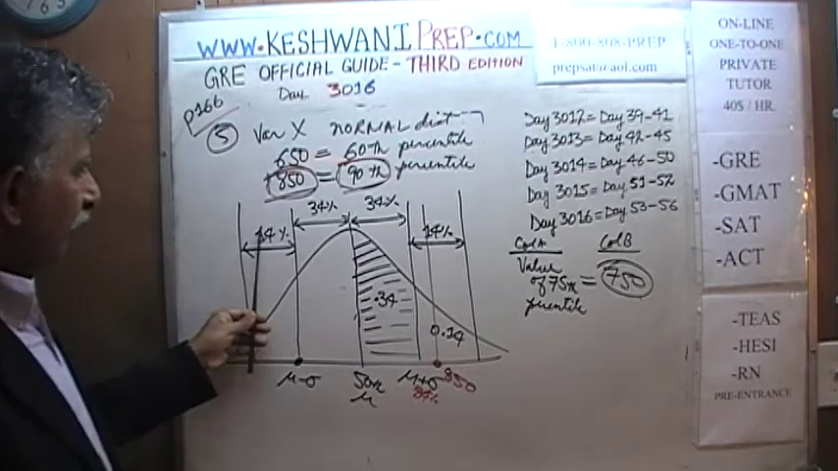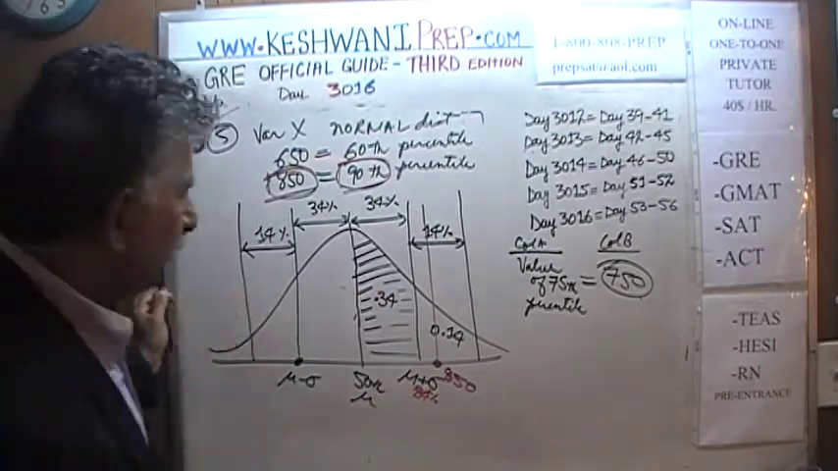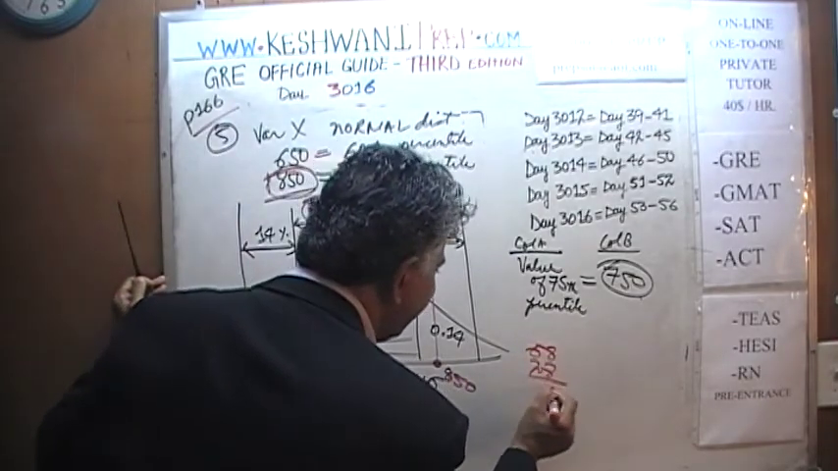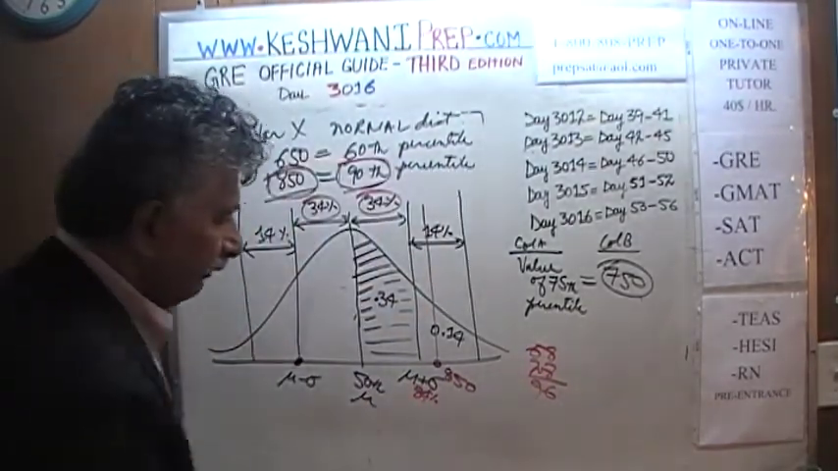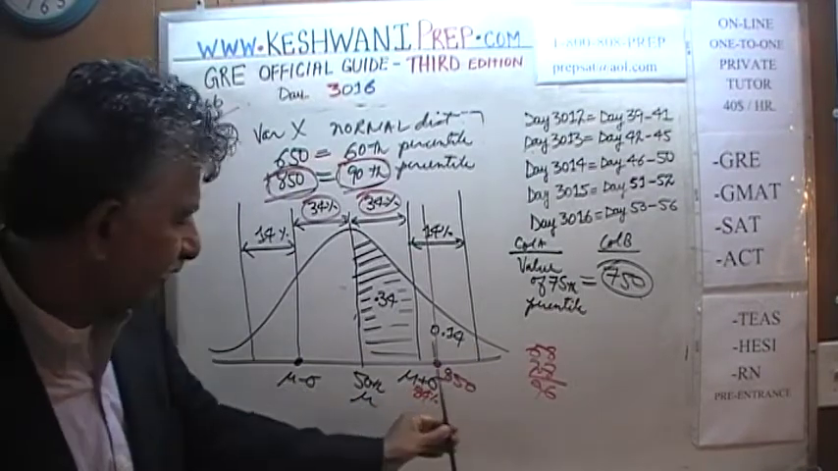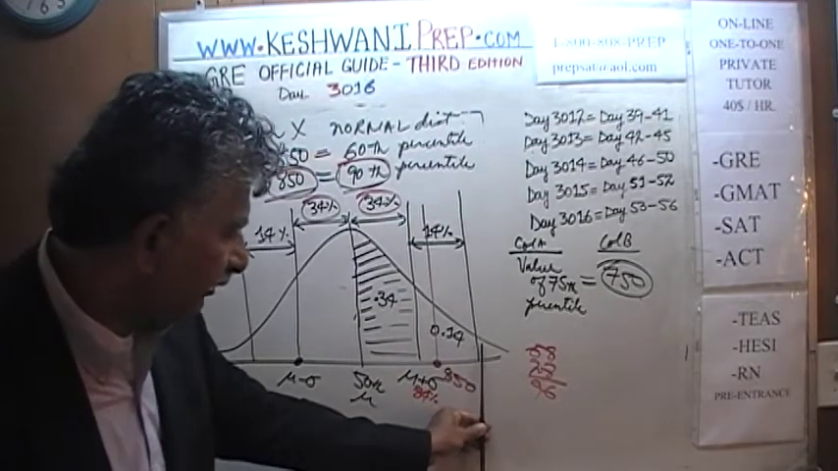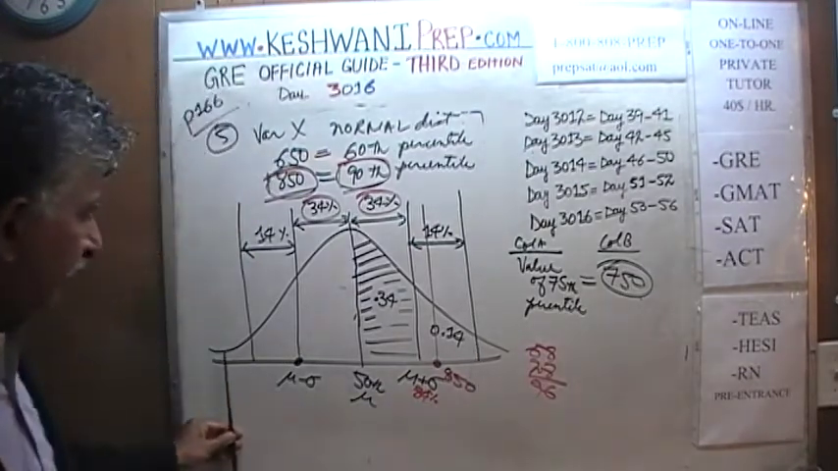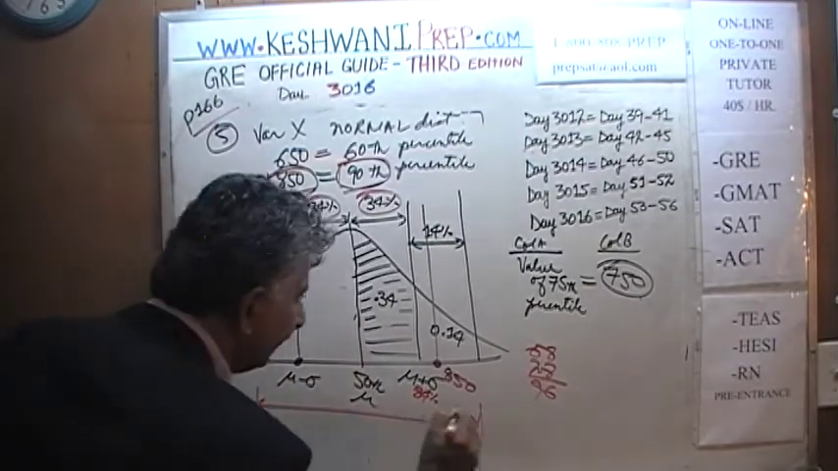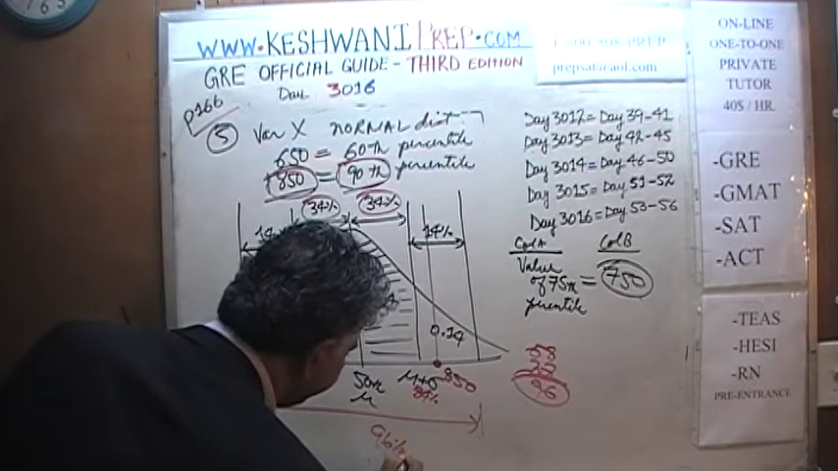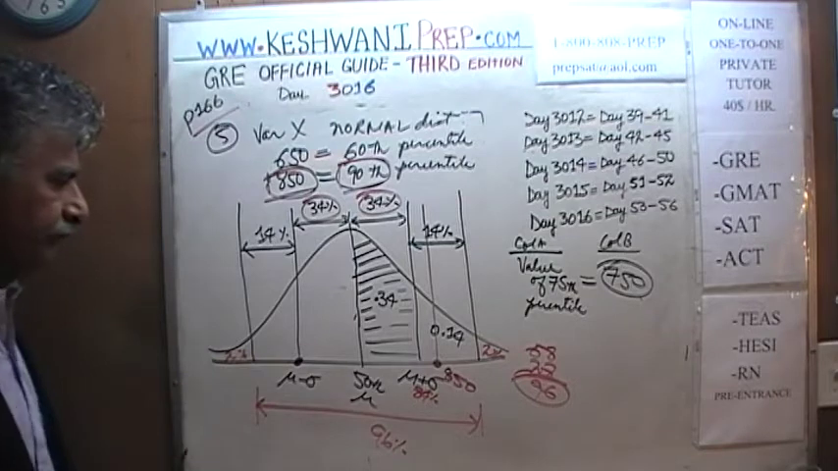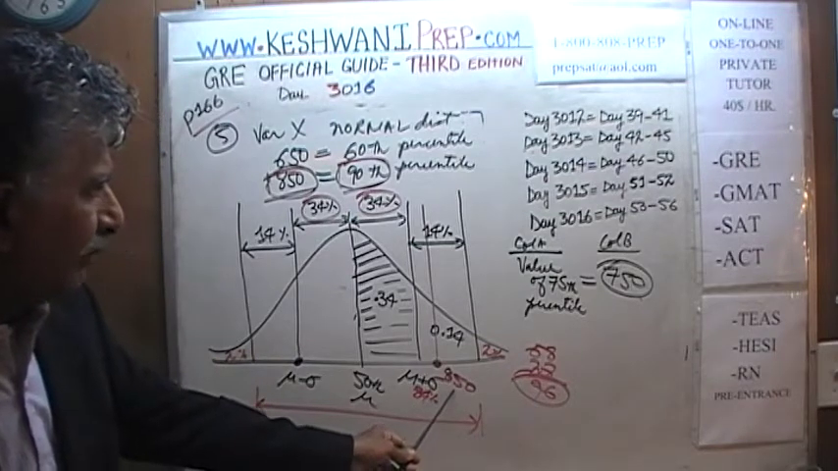Because remember, 14 plus 14 is 28. So 34 is 68. Plus 28, we have 96. We have 96% of the observations. 96% of the observations fall within two standard deviations of the mean. This is your mean. Two standard deviations to the right, two standard deviations to the left, and from here to here, you have captured 96% of the observations. 2% are in this tail, and 2% of the observations are going to fall in this tail. 850 is right here.